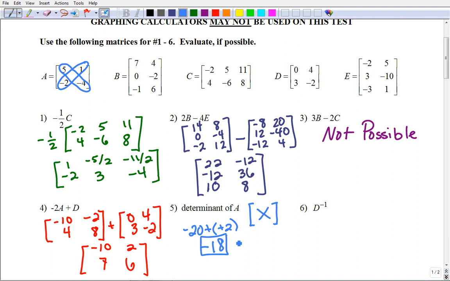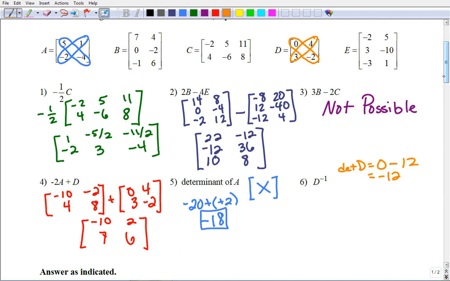Okay, and then for the last problem for this section, d to the -1, that means the inverse matrix of d. The first thing we need to do is find the determinant. Just like we did a second ago, 0 times -2 is 0, minus 4 times 3 is 12, so that equals -12. It's not 0, so that means this will have an inverse.